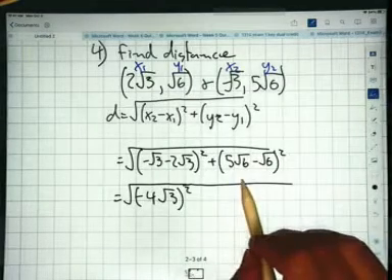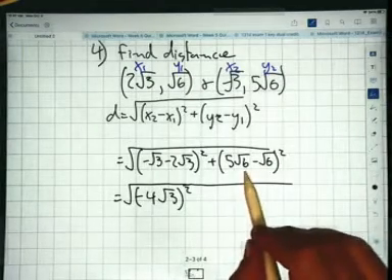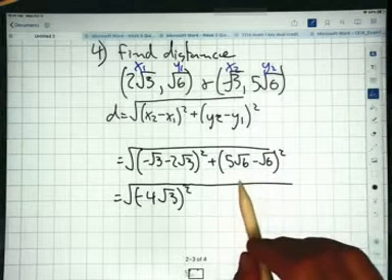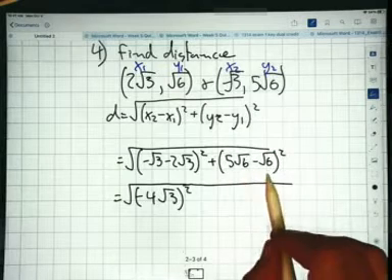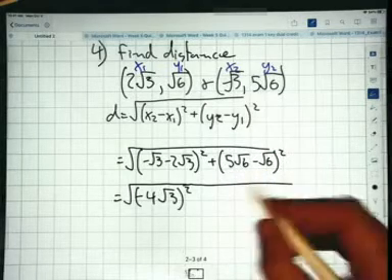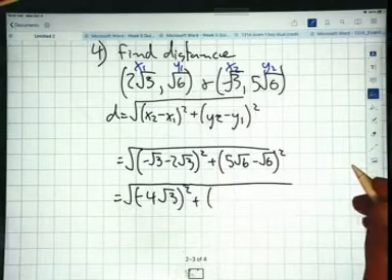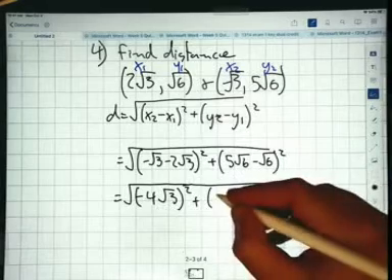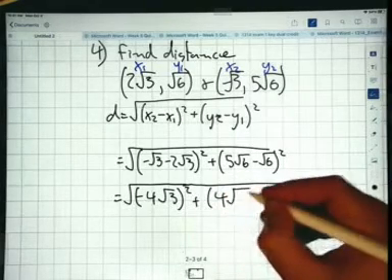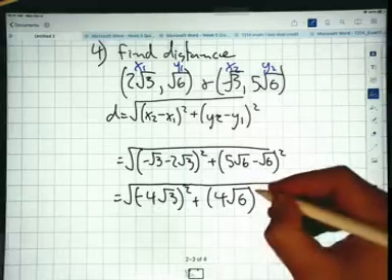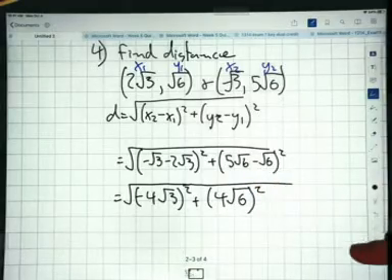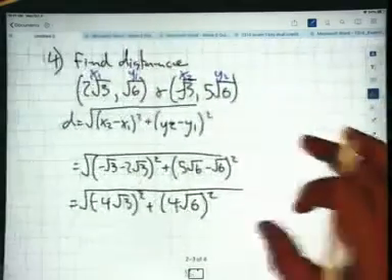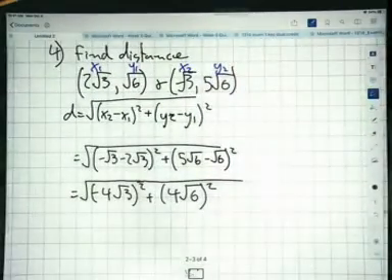Same thing here. If you were doing 5x minus 1x, that would be 4x. But instead of x's, we're dealing with root 6's. So 5 root 6 minus 1 root 6 is 4 root 6. Alright, so quick little, with me so far? Everybody good? Thumbs up, thumbs down?